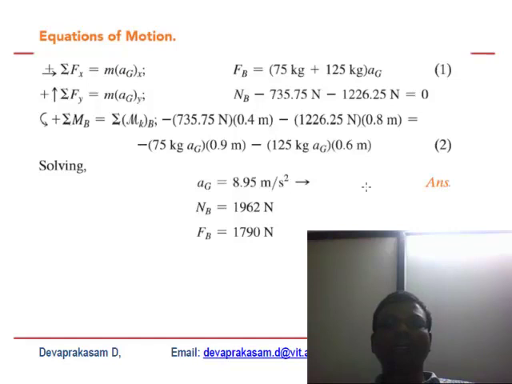So you resolve that, applying 75 kg into AG plus 25 kg into AG is the FB. NB minus 73.5 minus this much is equal to 0. If you take this equation, from that you can easily solve that AG is equal to 8.95 meter per second squared, the acceleration at the center of mass. NB is equal to 1962 Newton, and FB is equal to 1090 Newton.